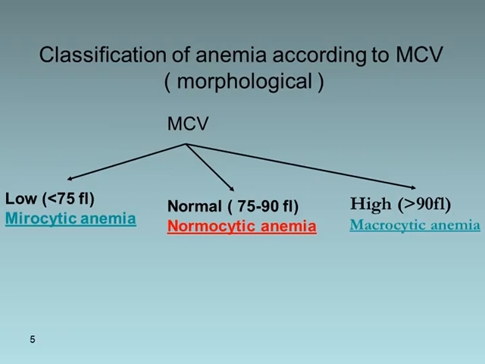Anemia can be classified according to the mean corpuscular volume. It means morphologically into 3 groups. When the MCV is less than 75 femtoliter, it is microcytic anemia. It means the MCV is low. When the MCV is normal, 75 to 90 femtoliter, it is normocytic anemia. And a high MCV, more than 90, will end with macrocytic anemia.